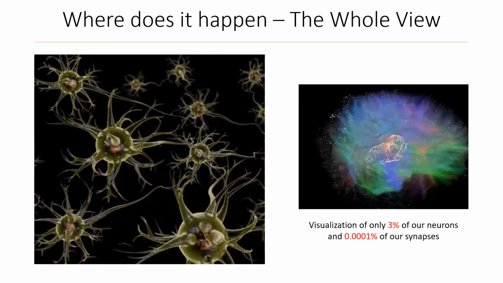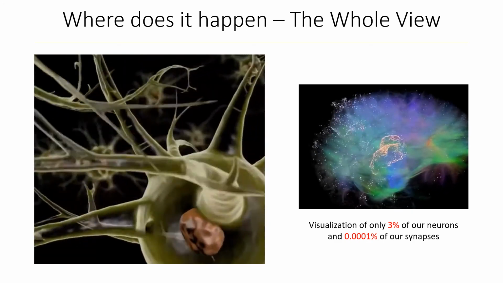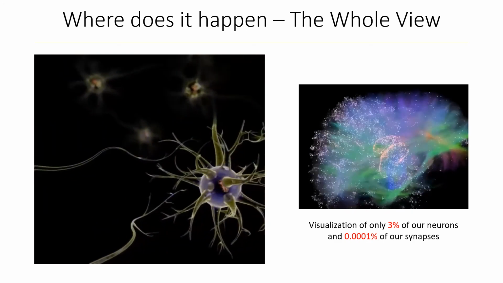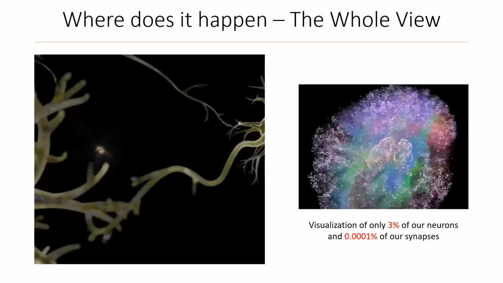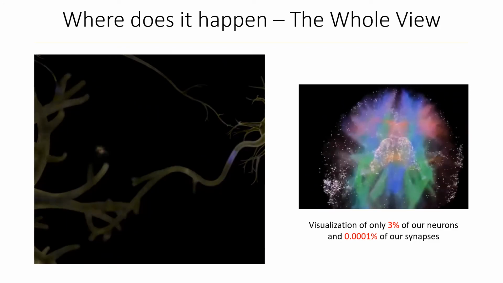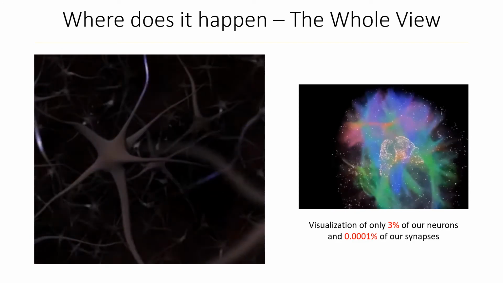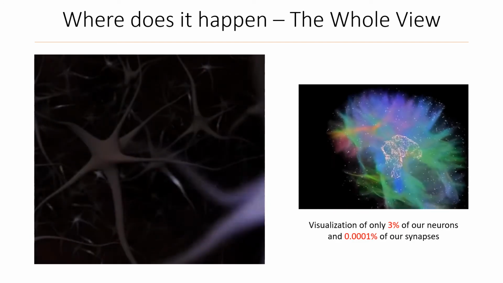This is a very nice simplified visualization, and just to let you know the order of magnitude we're speaking about, this represents only 3% of our neurons and less than 0.0001% of the synapses in our nervous system.